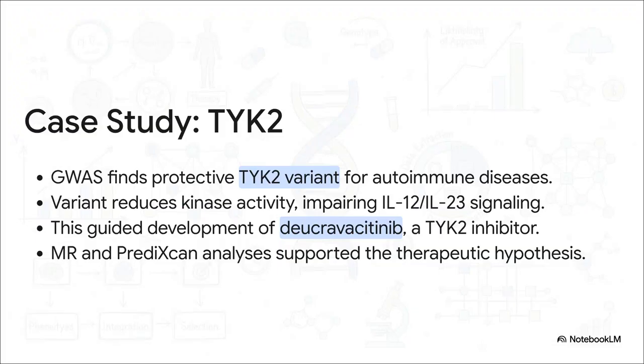pathways. A practical application of these principles can be seen in the development of TYK2 inhibitors. A GWAS identified a variant in the TYK2 gene that conferred protection against several autoimmune diseases. Functional studies revealed that this variant reduces the kinase's activity. This genetic finding provided a clear therapeutic hypothesis. Pharmacological inhibition of TYK2 could mimic this protective effect. This directly informed the development of deucravacitinib. Further confidence was built using methods like Mendelian randomization and transcriptomic analyses, which reinforced TYK2 as the correct target.